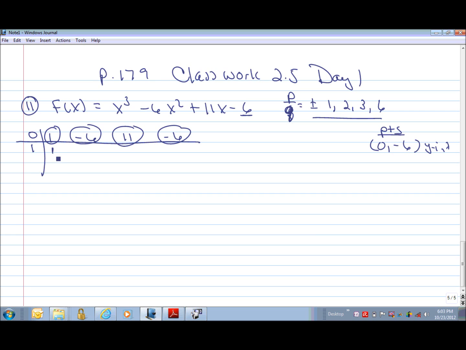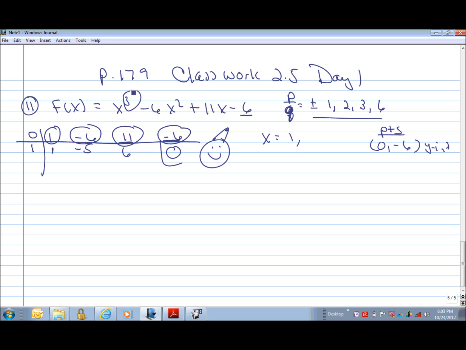So I bring down the 1. 1 times 1 is 1. 1 and negative 6 would give me negative 5. 1 times negative 5 is negative 5. Negative 5 and 11 would give me positive 6. Looking good. 1 times 6 is 6. 6 and negative 6 would give me a 0. My first x-intercept. All right, so x is equal to 1 is one of our zeros.